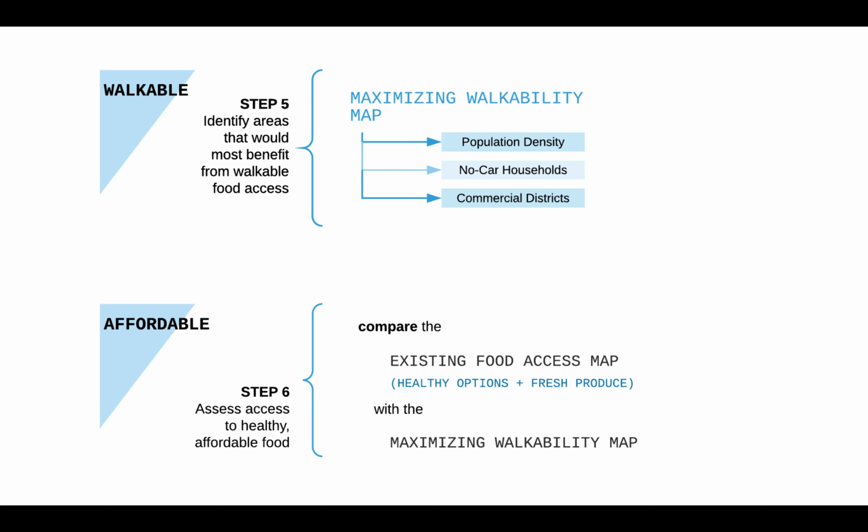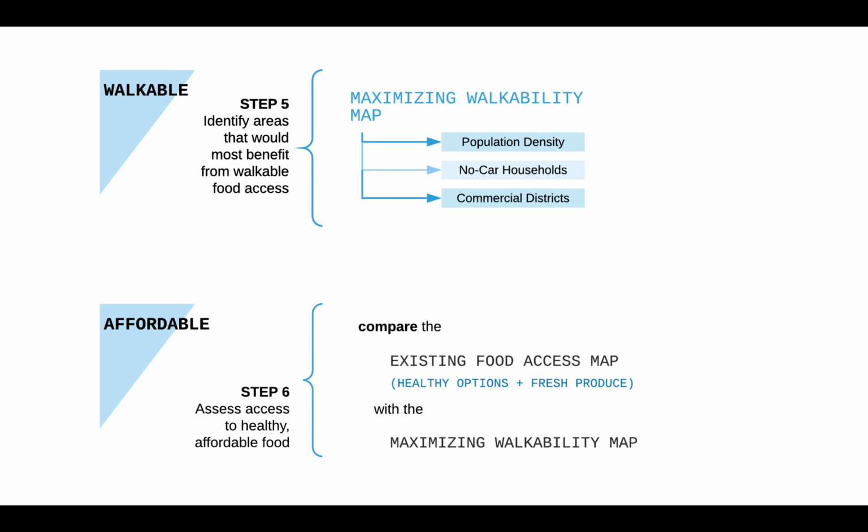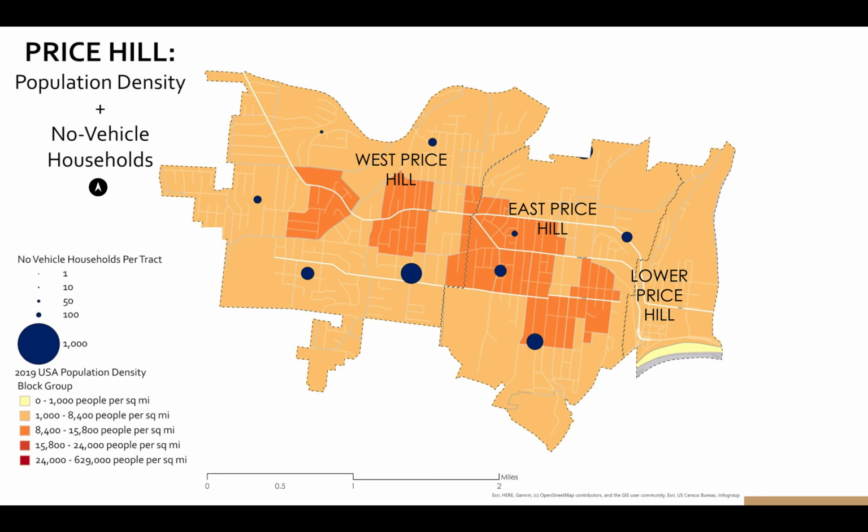So the maximizing walkability map is this. Basically, it looks at population density, what households don't have cars, and where the commercial district is. And then we can kind of see where all those areas are, and when this is overlaid with the existing food access, the gaps become really obvious where people won't be able to walk to a grocery store that's more than a mile away. So anywhere that there's a big blue bubble, there should be a grocery store nearby. That kind of logic would be applied throughout the methodology.